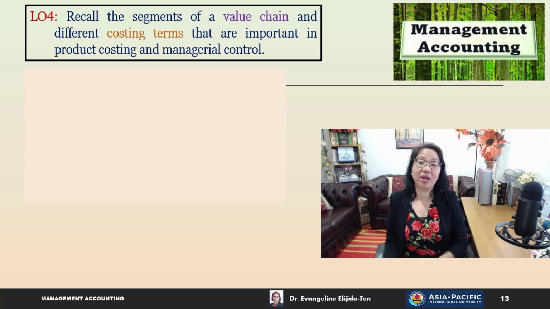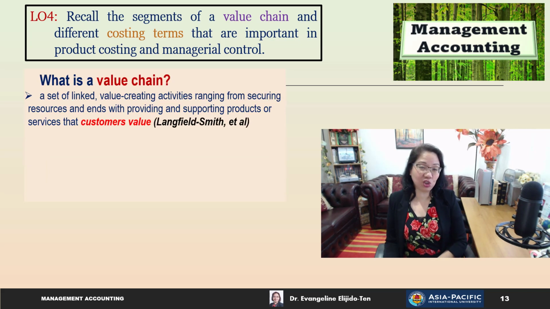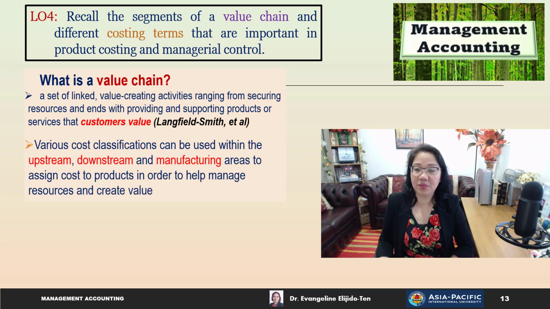So let's start with what exactly is a value chain. Well, it's a set of linked value creating activities ranging from securing resources and ends with providing and supporting products or services that a customer values. So the various cost classifications can be used within the upstream, downstream, and manufacturing areas to assign the cost to products in order to help manage resources and create value.